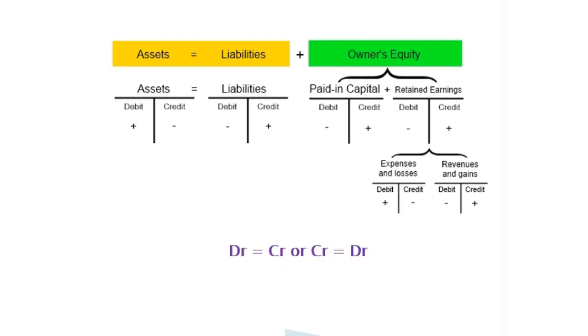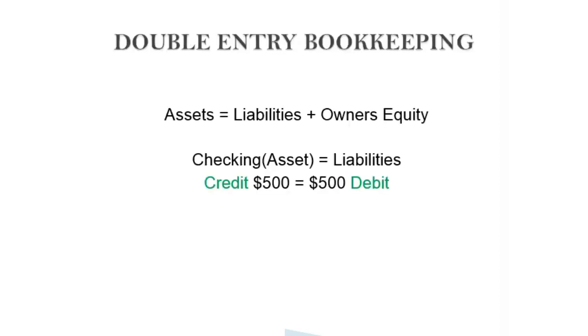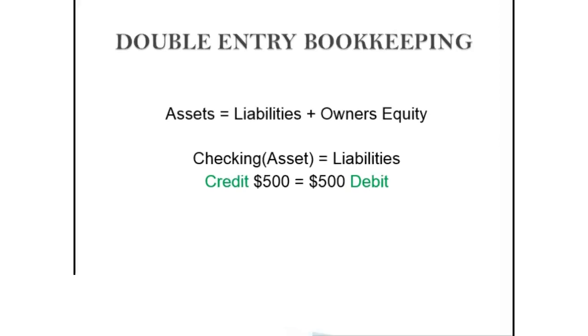Now let's take a look at an example. Mark paid a bill of $500 that he received 15 days ago. Which accounts are affected? We will record a credit in the checking account, which is our asset, and a debit in the liability account. So our credit of 500 equals our debit of 500. Let's take a look at more examples.